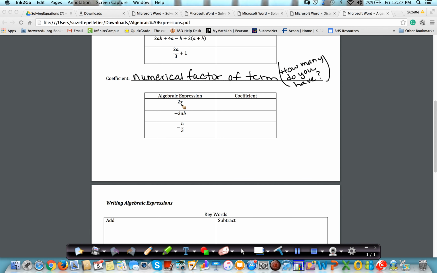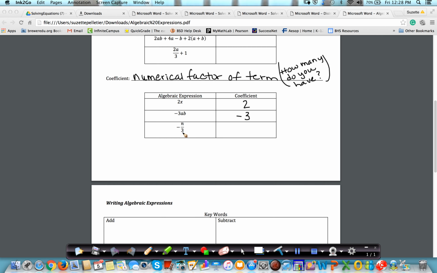So when I look at this and I say, oh, we're talking about the variable x, I'm going to ask you, how many x's do you have? And your answer is going to be 2. This 2 is the numerical factor. It tells you how many x's you have, and we call that the coefficient. So the number in front telling how many we have is the coefficient. How many ABs do you have? We have -3 ABs.